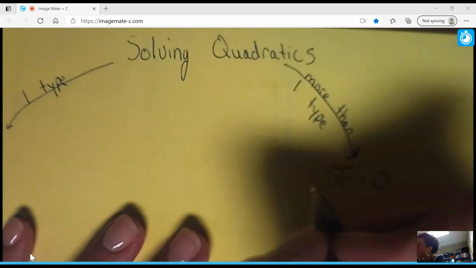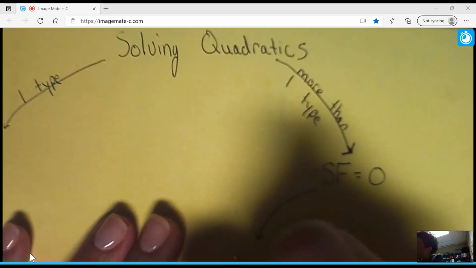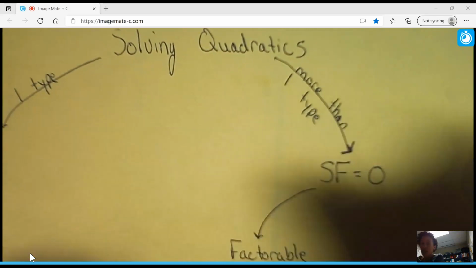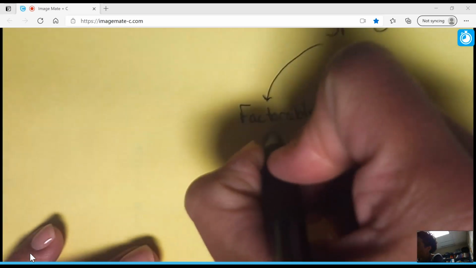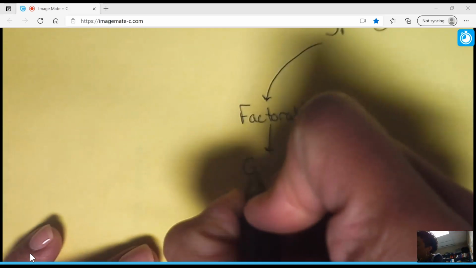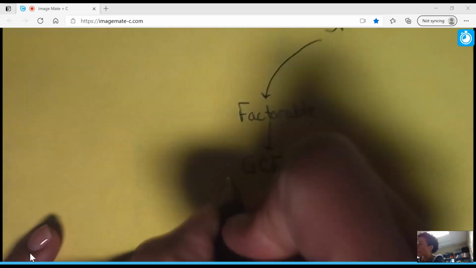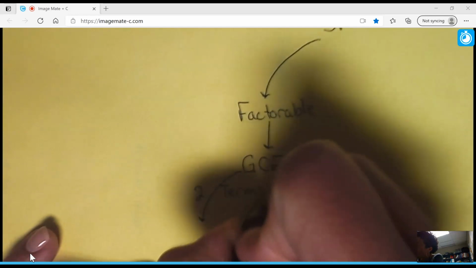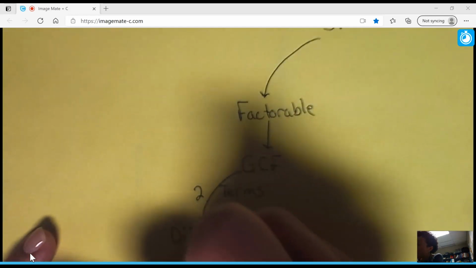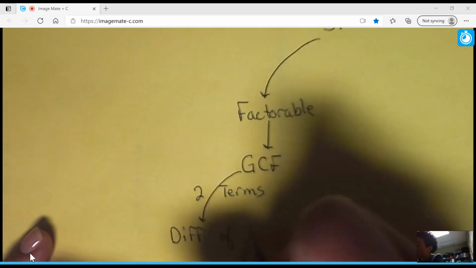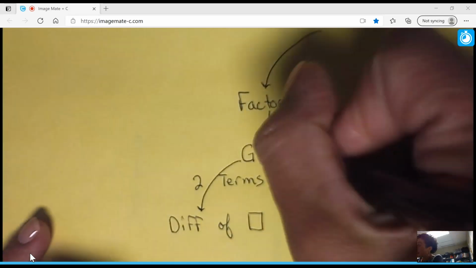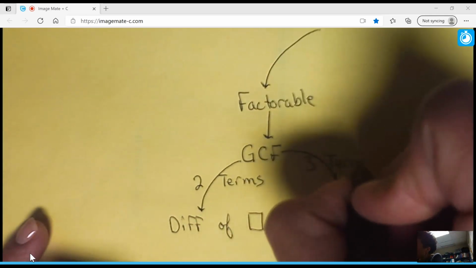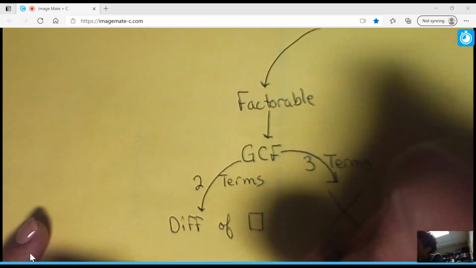All right. From there, you're going to see if it's factorable. And just a reminder, if it's factorable, you want to first look for a GCF. Doesn't mean it will happen, but it might happen. And then if there's 2 terms, you will use that difference of squares. If it happens, doesn't mean that it will. And then if there's not 2 terms, then we're looking for 3 terms. And for there, you make your x.